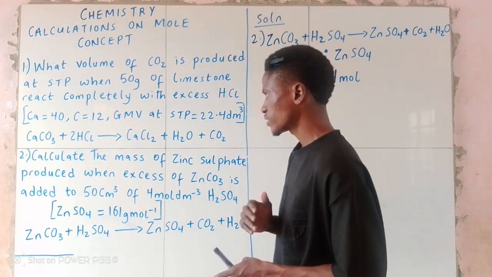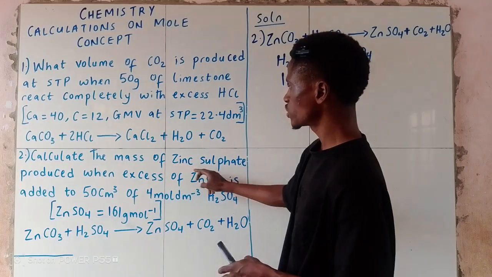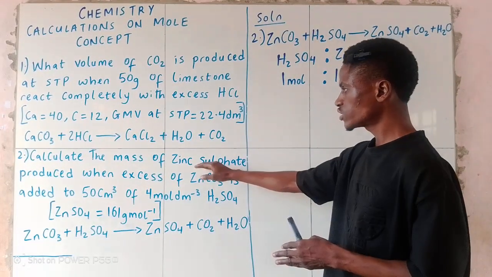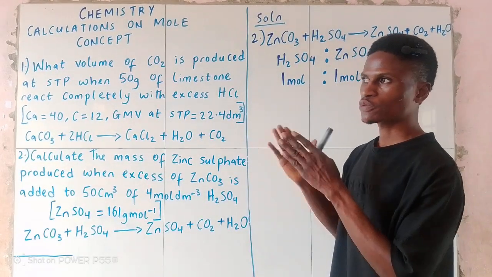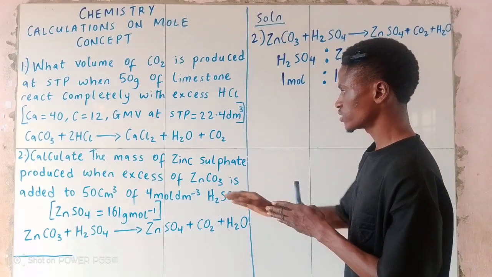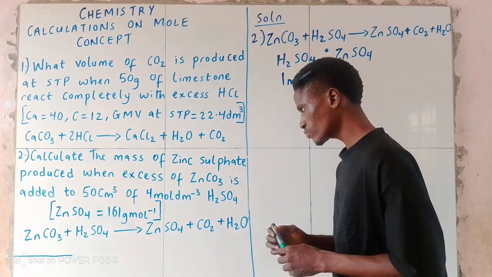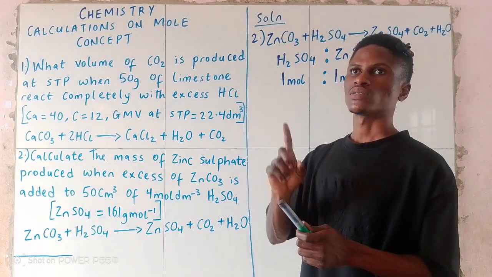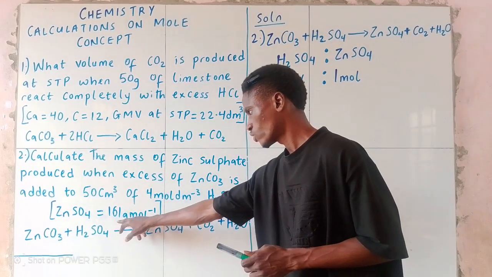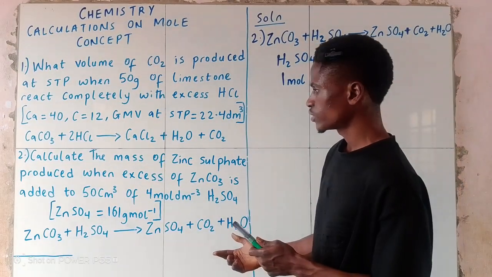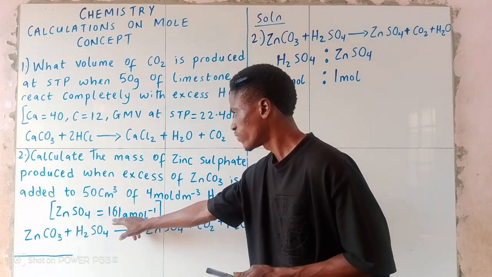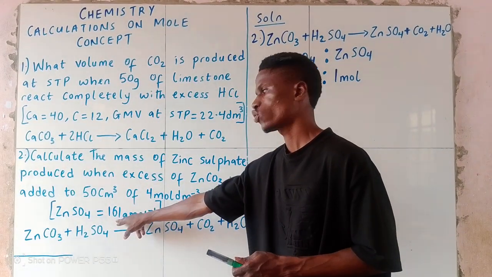The question says to calculate the mass of zinc sulfate. So it means that the parameter for zinc sulfate is mass. I'm to express zinc sulfate in mass, meaning that it must have the unit for mass. If we check here, we are given zinc sulfate to be already 161 gram per mole. So this is the value in mass for zinc sulfate.